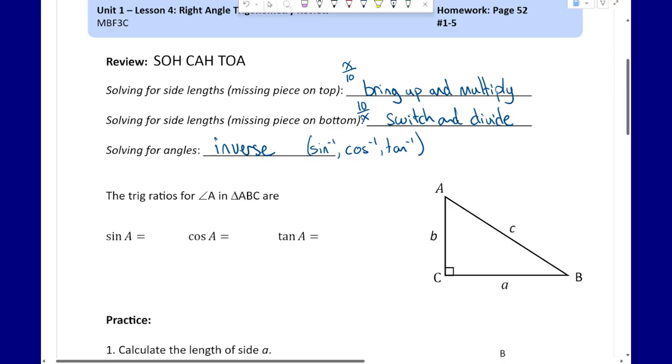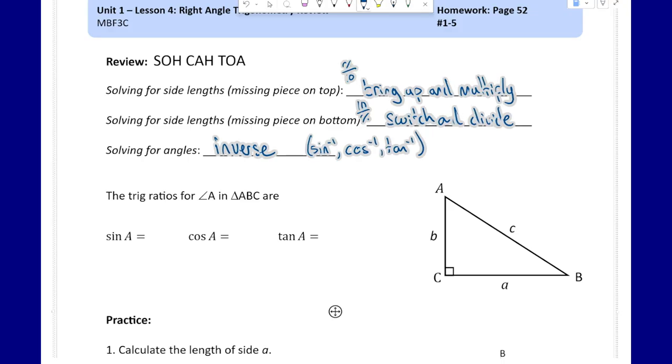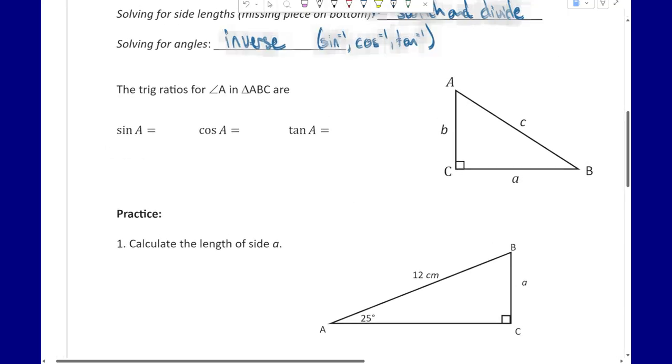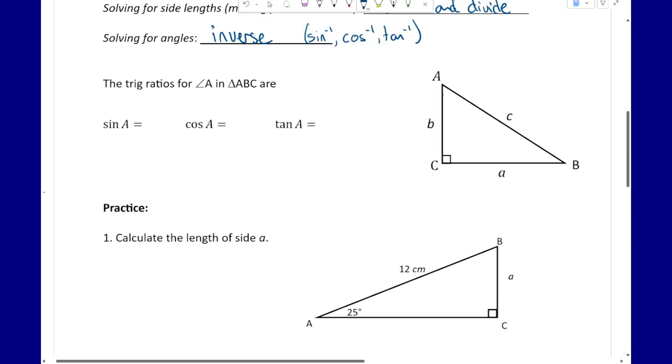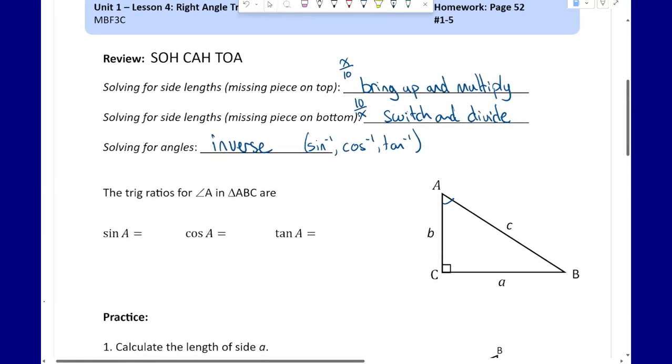For an example, the trig ratios for angle A in triangle ABC. We're referring to this angle here, angle A. We want to figure out what the sine ratio is for angle A. When we're coming up with our ratios, we first need to make sure we're labeling our sides. Across from the 90-degree angle is our hypotenuse, so that would be side C. Across from our reference angle is our opposite, and then we have the adjacent as the last one.